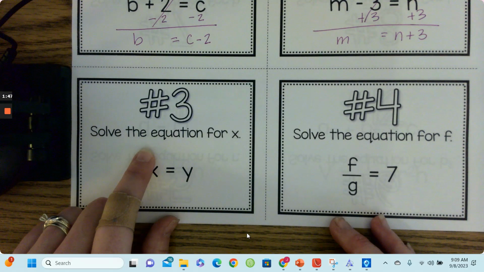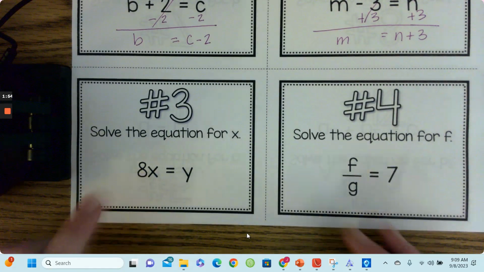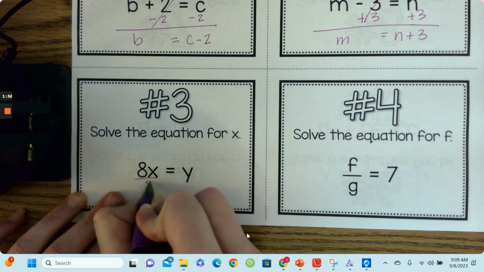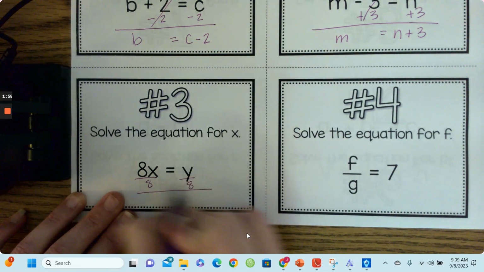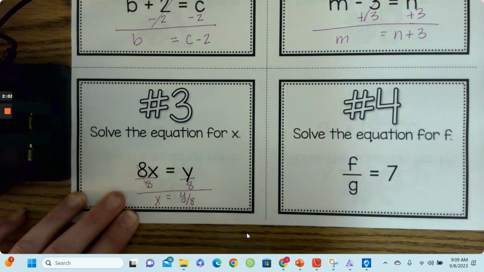So number 3, solve the equation for x. So we want to get everything away from x. That means this 8. That 8's being multiplied. So we divide both sides by that 8. And you can just write it like a fraction like that. Y over 8.